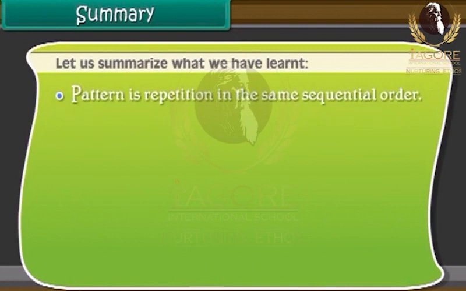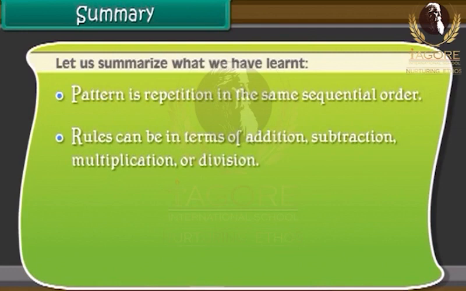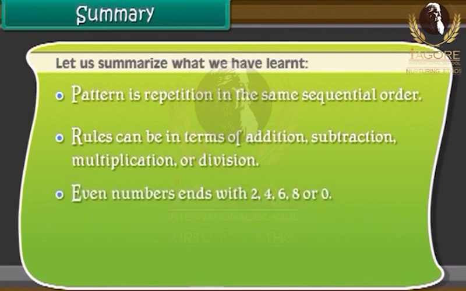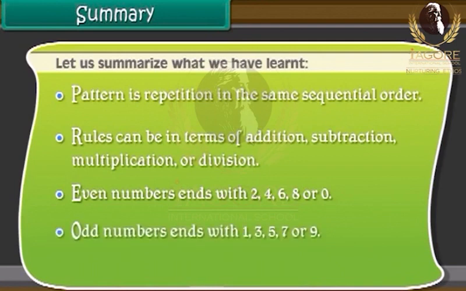Pattern is a repetition in the same sequential order. Rules can be in terms of addition, subtraction, multiplication, or division. Even numbers end with 2, 4, 6, 8, or 0. Odd numbers end with 1, 3, 5, 7, or 9.